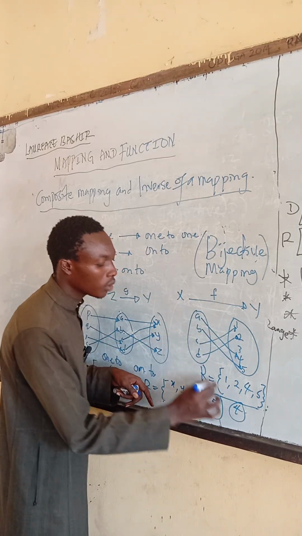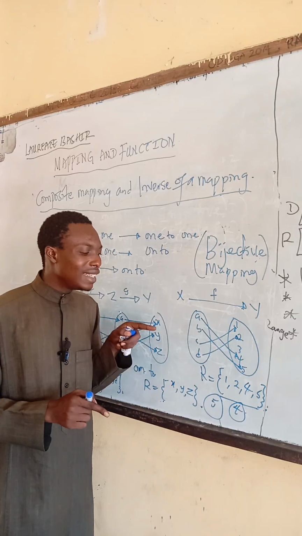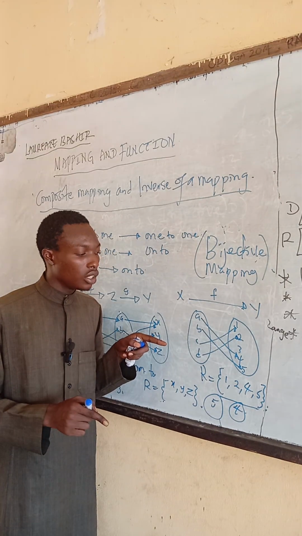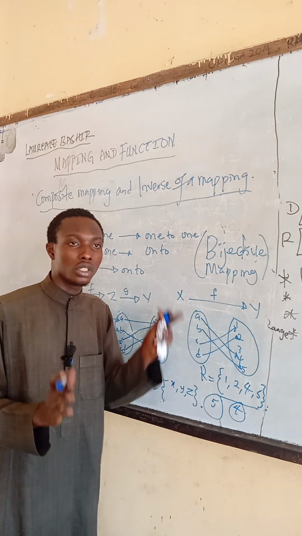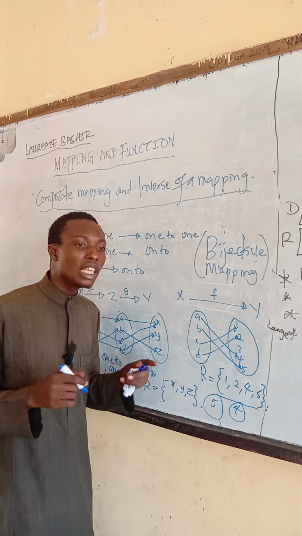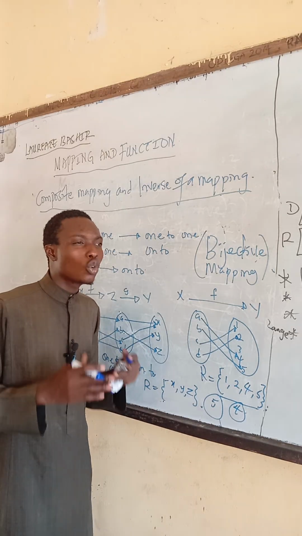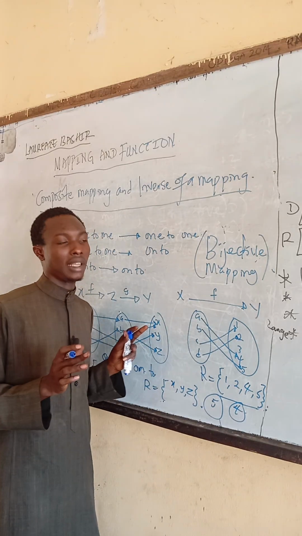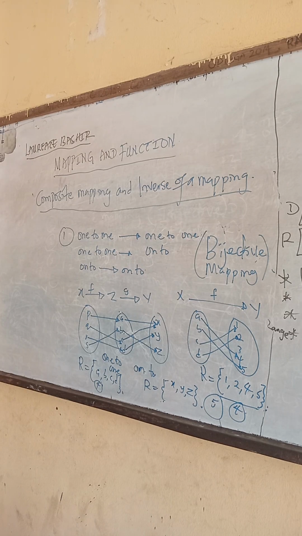So most of the time in your one-to-one mapping, the number of range you get is not always equal to the number of codomain. But in composite, most of the time the number of range is equal to the number of codomain. You understand? So now let's continue. That's by the way.